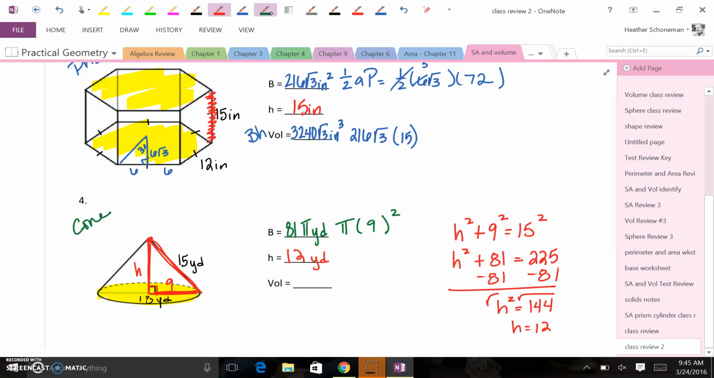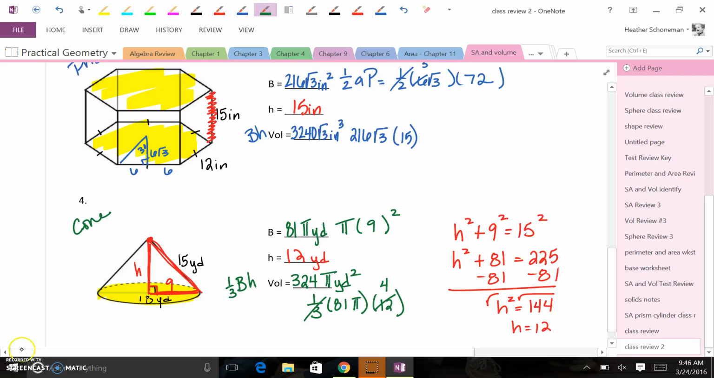And now I can finish my problem. Volume of a cone is 1/3 times the base times the height. So I have 1/3 times the base, 81 pi, times the height, which is 12. 1/3 of 12 is 4, and when I multiply that, 81 times 4, it's going to give us 324, don't forget the pi, yards squared. That's it.